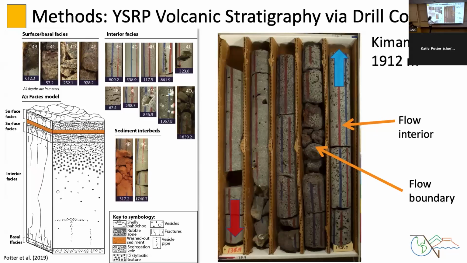We see the same sorts of flow features that we would see today in Hawaii, including pahoehoe flow tops, kind of ropey surfaces. We see rubbly flow bases. We see vesicles that accumulate toward the top and base of the lava flow. So we can use this record, this sort of volcanic facies that we observe, to put together a volcanic stratigraphy.